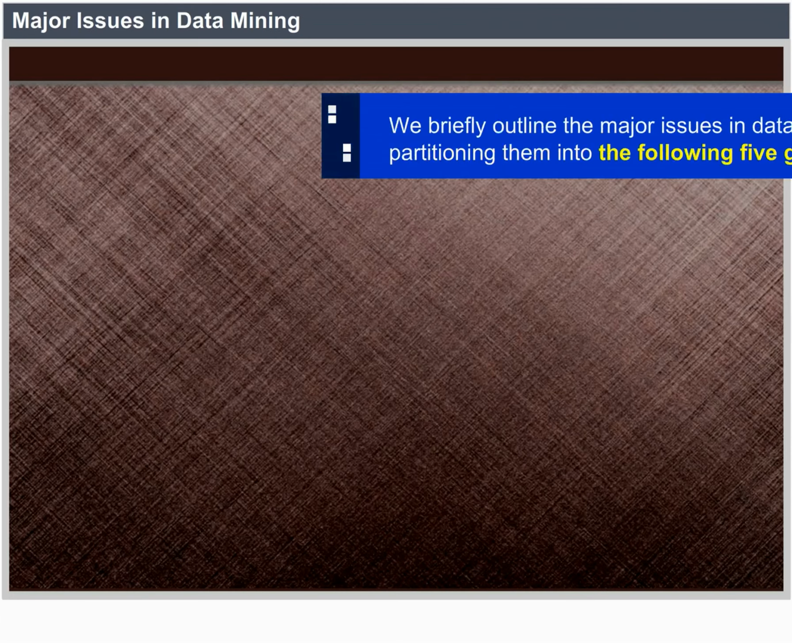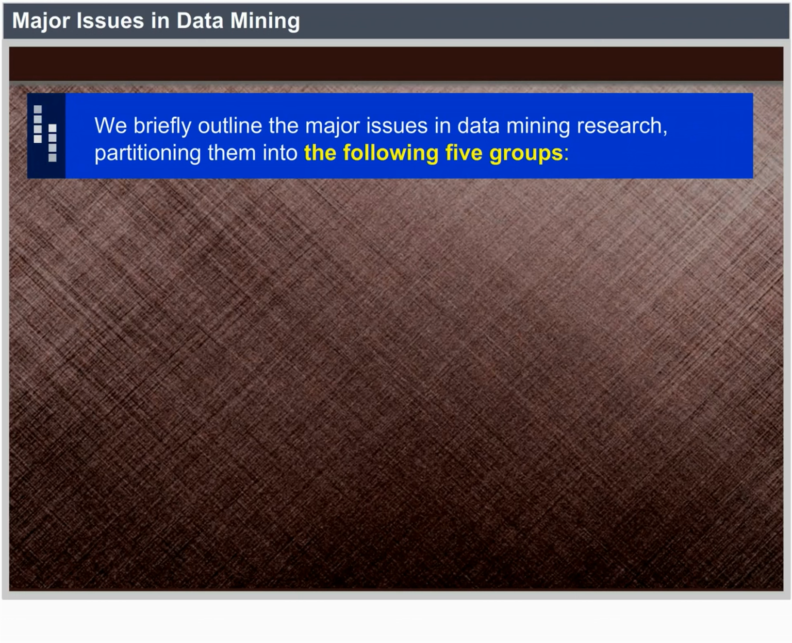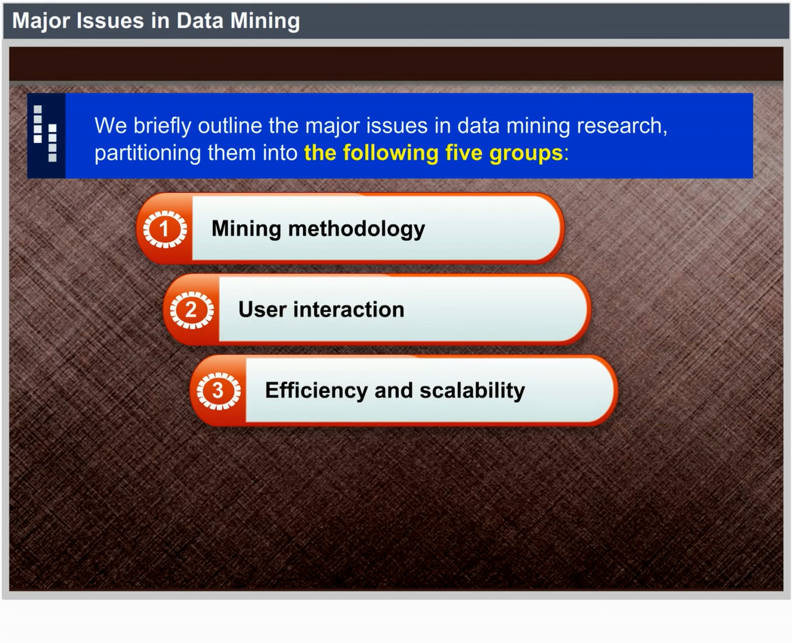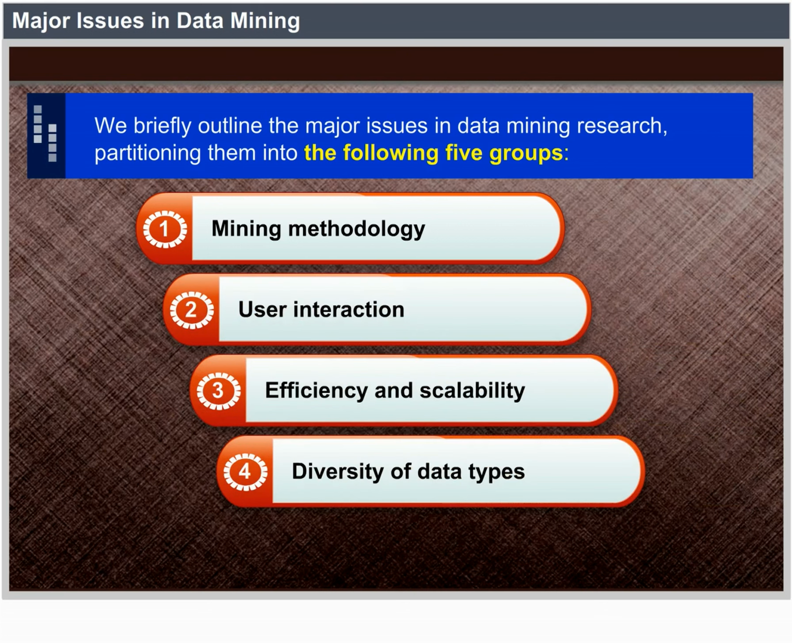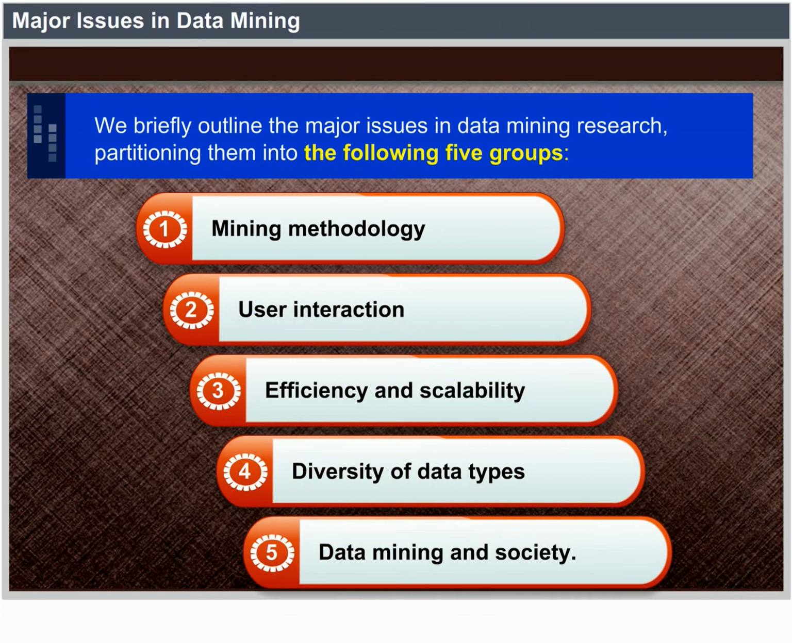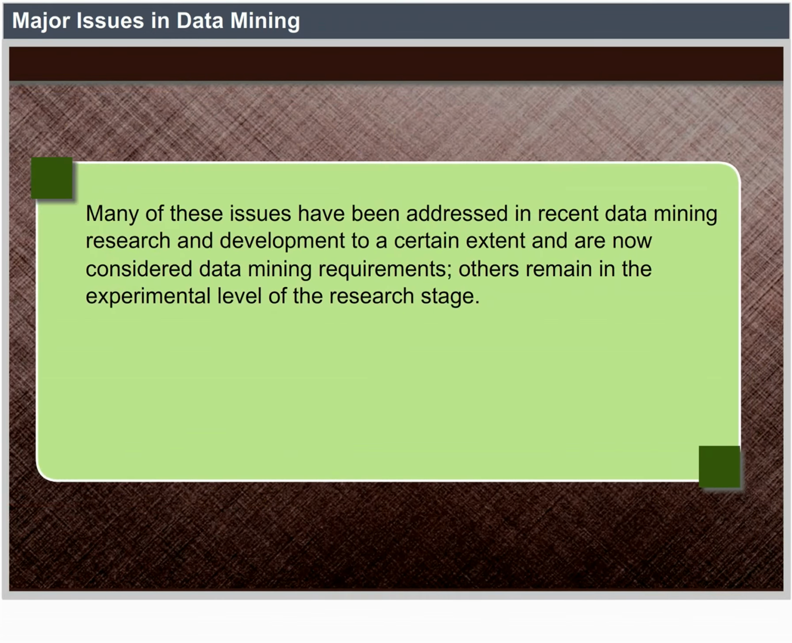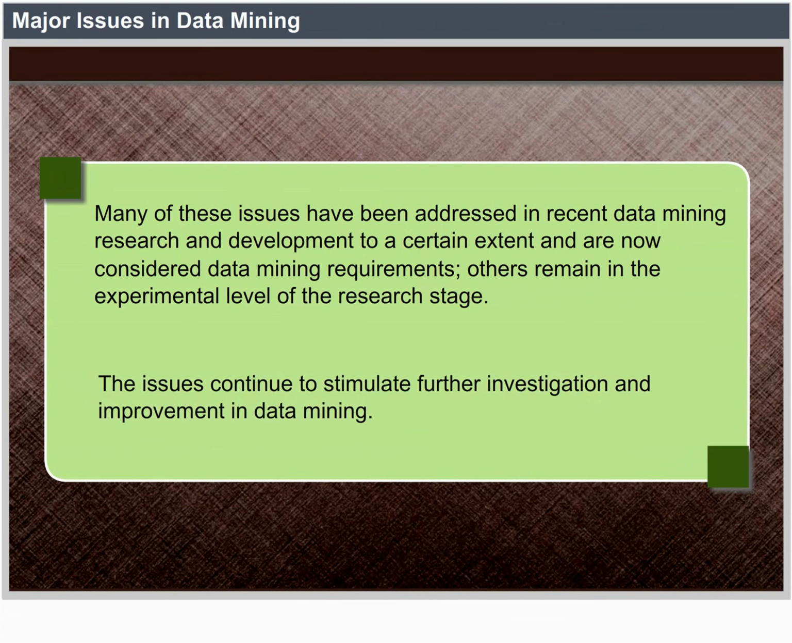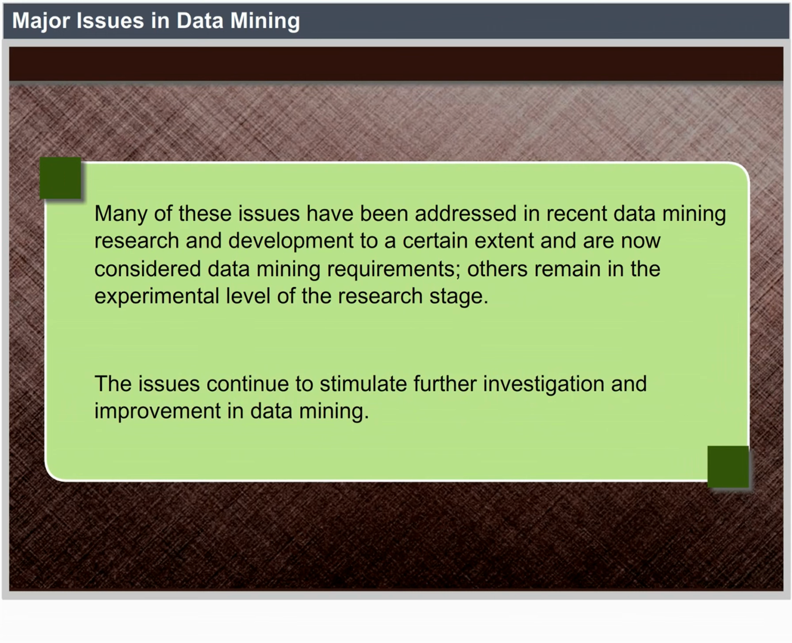Major issues in data mining. We briefly outlined the major issues in data mining research, partitioning them into 5 groups: mining methodology, user interaction, efficiency and scalability, diversity of data types, and data mining and society. Many of these issues have been addressed in recent data mining research and development to a certain extent and are now considered data mining requirements. Others are still at the research stage. The issues continue to stimulate further investigation and improvement in data mining.